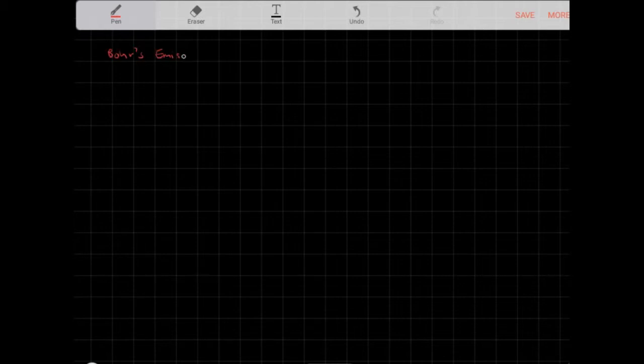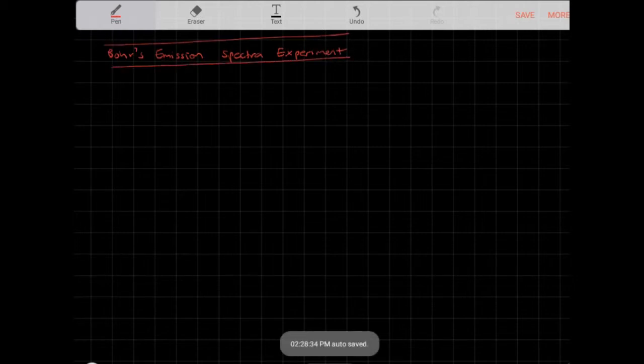emission spectra experiment. Okay, and we recall that we stated that Bohr did most of his experiments with hydrogen gas, and hydrogen gas is diatomic. That means hydrogen is bonded to itself, and it's colorless at room temperature.